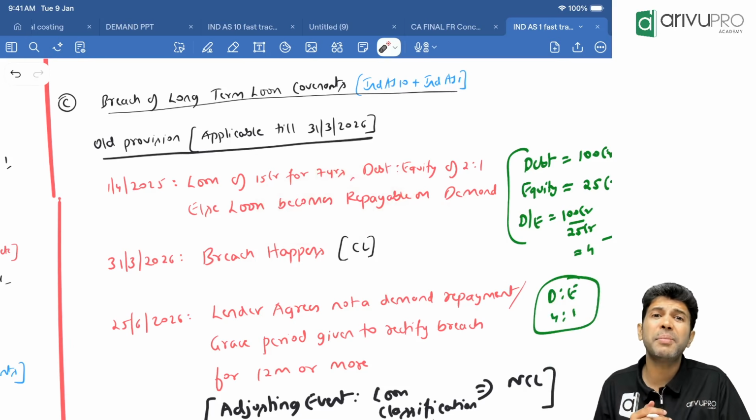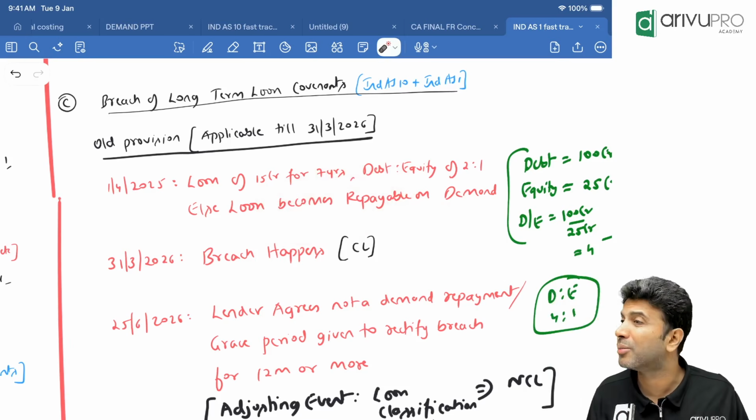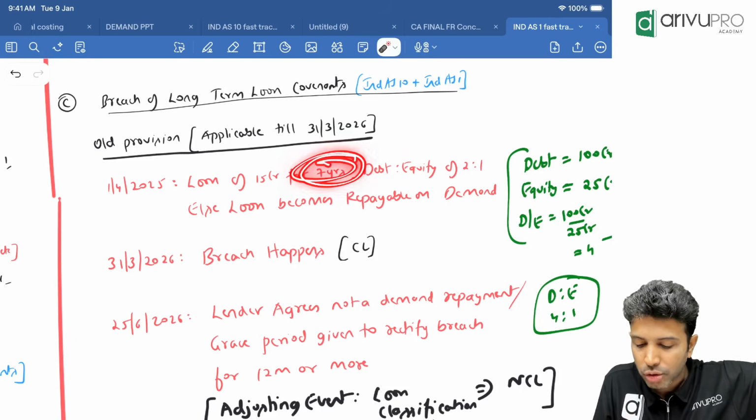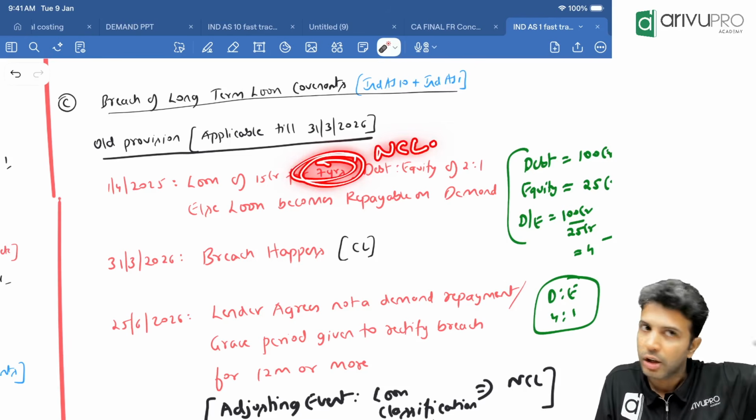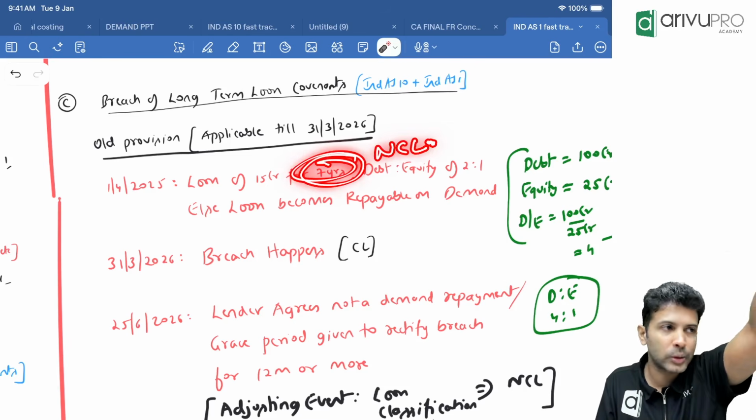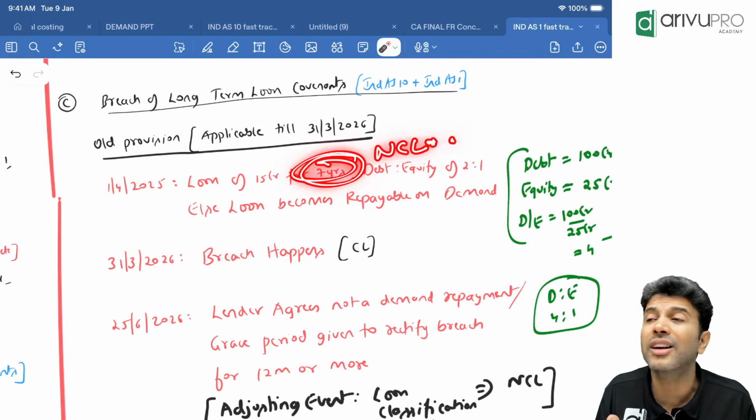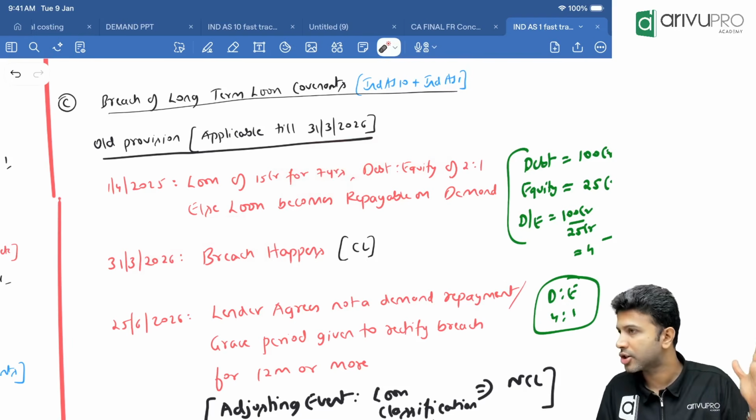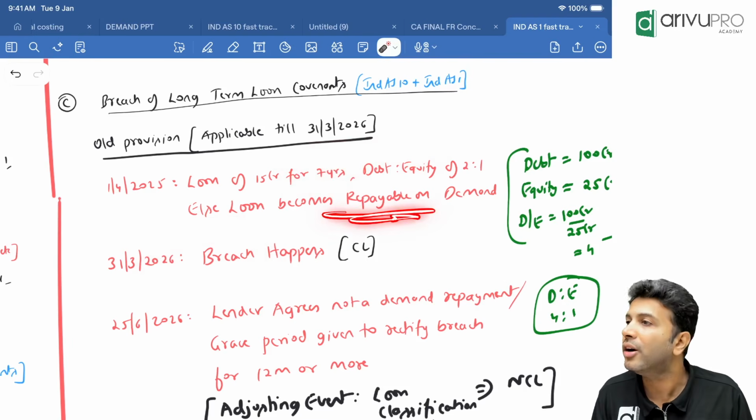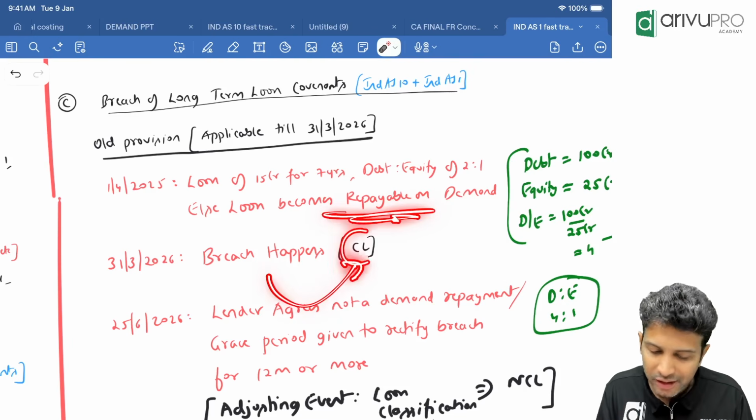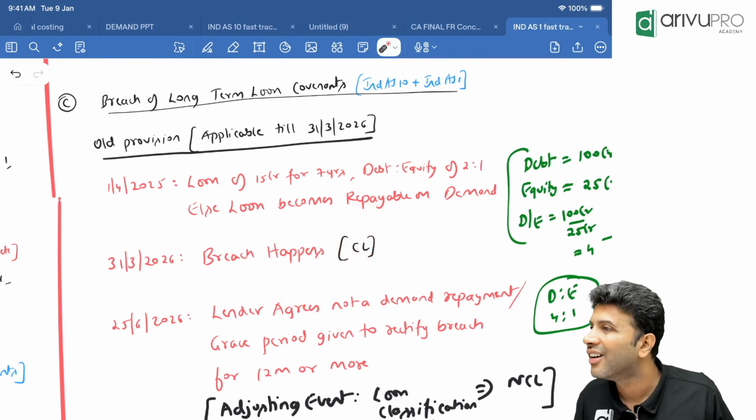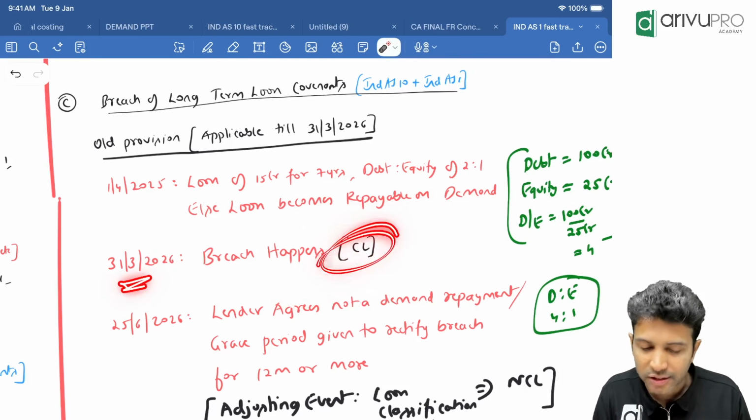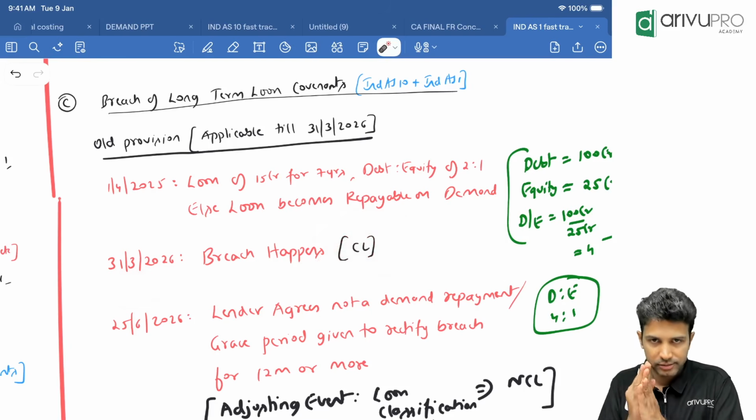Sir, something which is repayable on demand, can it be a non-current liability? Initially when you took the loan it was for 7 years. So you would have classified this loan as non-current liability, shown in your balance sheet as non-current liability. Now, since at the end of the year you violated a condition, the loan has become repayable on demand. Something which is repayable on demand is not non-current liability. It is a current liability. Understood? So on 31st March 2026, the loan has become current liability.